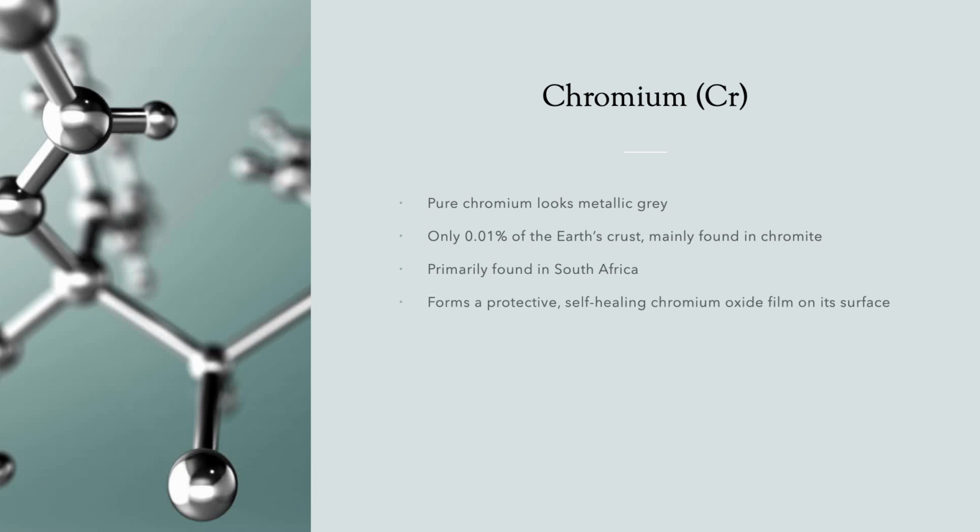The chromium forms a protective, self-healing chromium oxide film on its surface. The chromium in stainless steel is to provide corrosion and rust resistance on its surface. The higher the chromium percentage, the greater the strength, hardness, and resistance to wear.